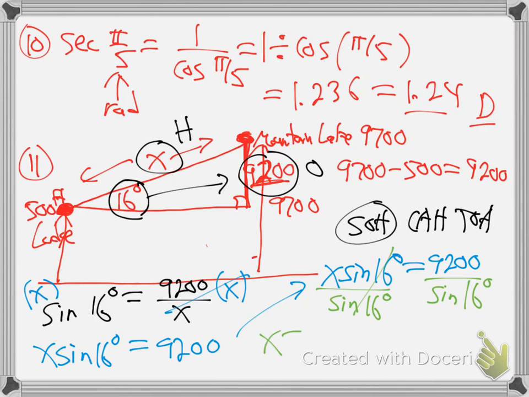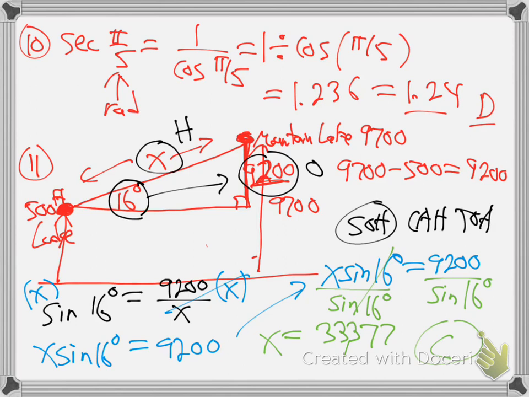So, get an answer. Make sure your calculator's in degree mode. You have to change back to degree mode now, because we were just in radians. Type 9,200 divided by sine of 16 degrees into your calculator. I'm getting 33,377. What do you want me to round to here? Nearest foot. So that's 33,377. Yeah, that's option C. The answer is C. All right, good.